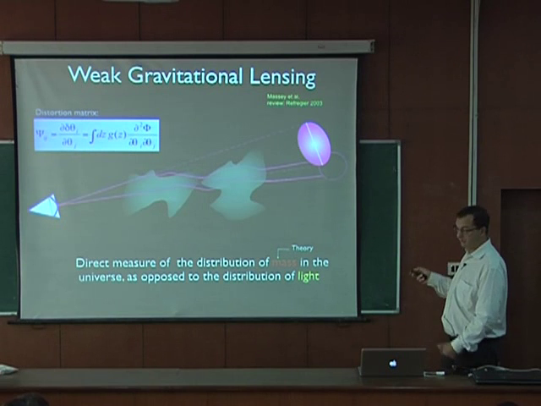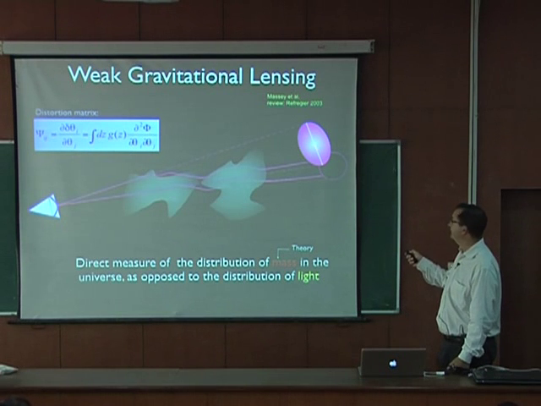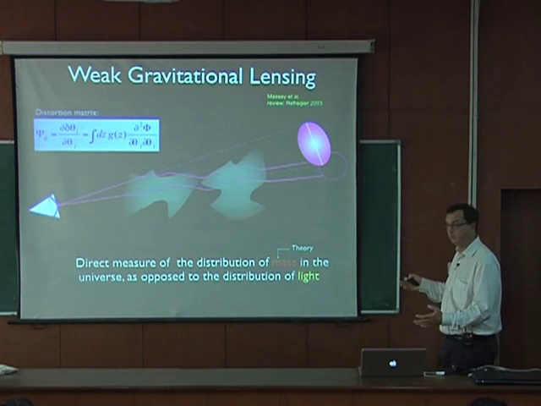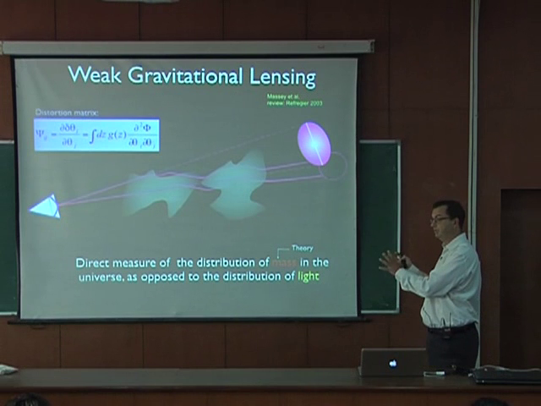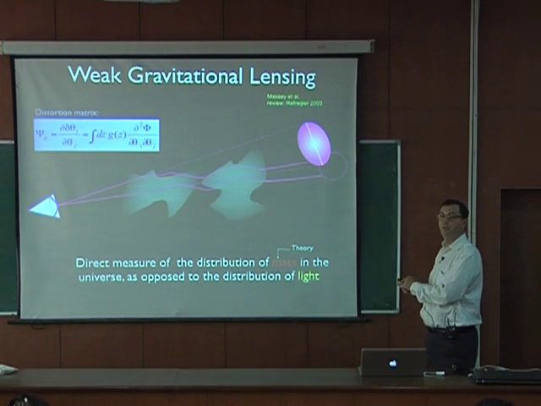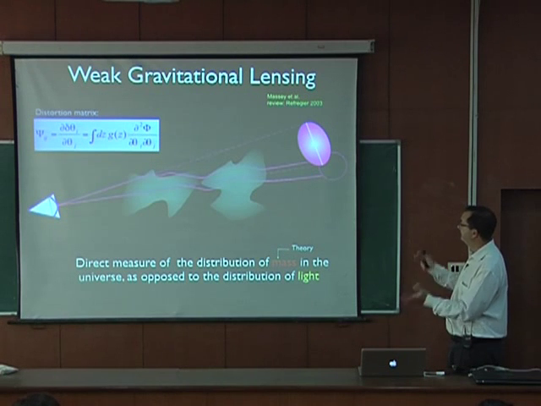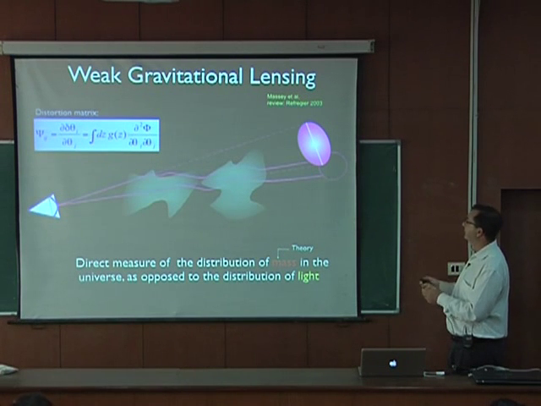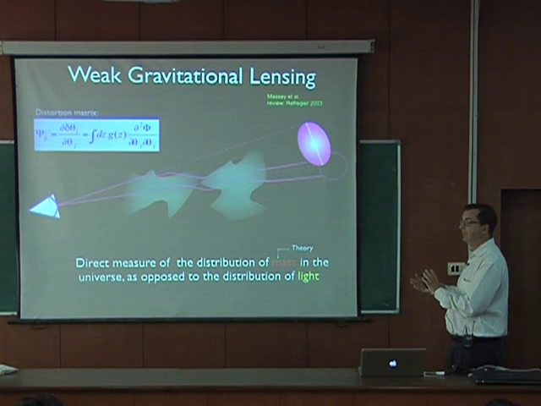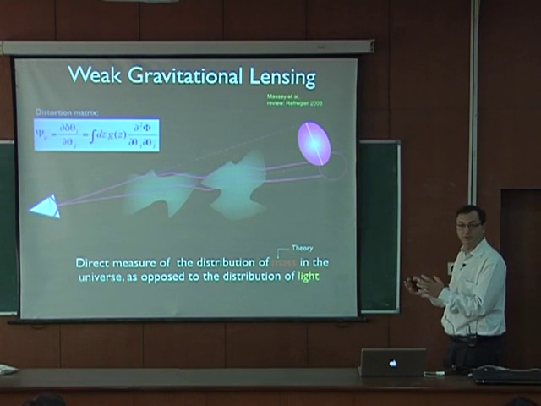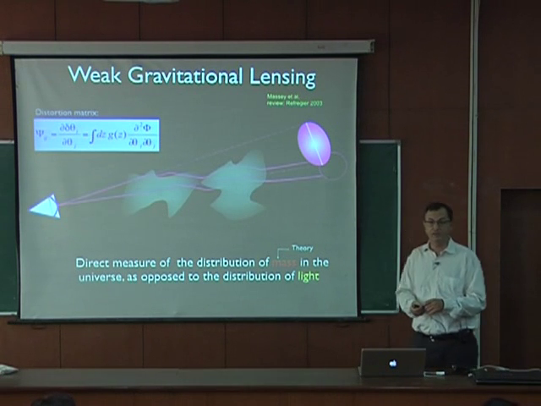Now, the question you're going to ask immediately is how do we measure this distortion? I'll tell you how. But let's assume we could measure the distortion from the observed shape of galaxies. Then we could make this inversion. Of course, the disadvantage of weak lensing is that it's weak. So it's small, as I'll show you later.